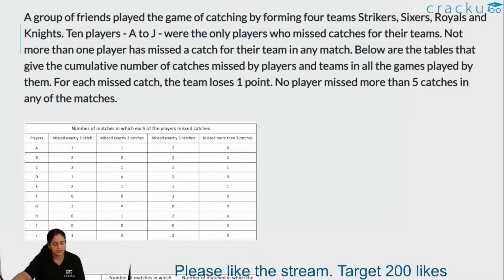Below are the tables that give the cumulative number of catches missed by players and the teams in all the games played by them. For each missed catch, the team loses 1 point. No player missed more than 5 catches in any of the matches. Okay, so basically you have more than 3 catches, essentially 4 to 5 catches, because nobody actually missed more than 5 catches.